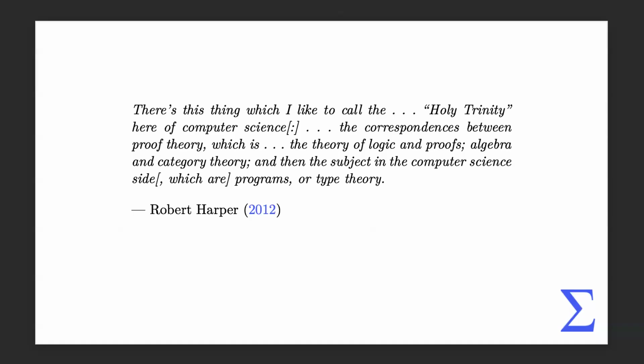The idea is that proofs have a very close correspondence with types, and types are essentially the same as programs. And these programs have a very close correspondence with categories. We can do categorical semantics for things.